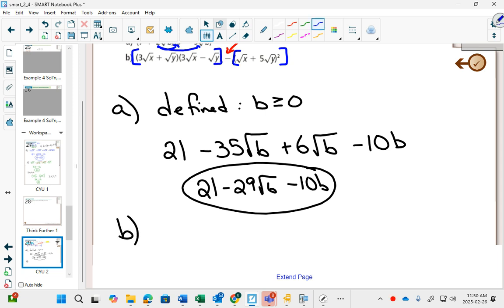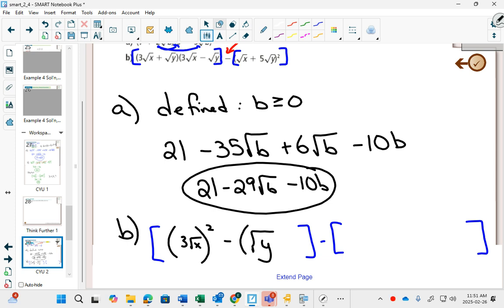Here's a big set of blue brackets, minus the other big set of blue brackets. First one. Here, do you notice you have that difference of squares? So we could do the shortcut, which says it's just going to be the first one squared minus the second one squared. Says it's a difference of squares. If you want, you can FOIL it out as well, and it would work perfectly the same. Your outside and inside would just cancel out as like terms.